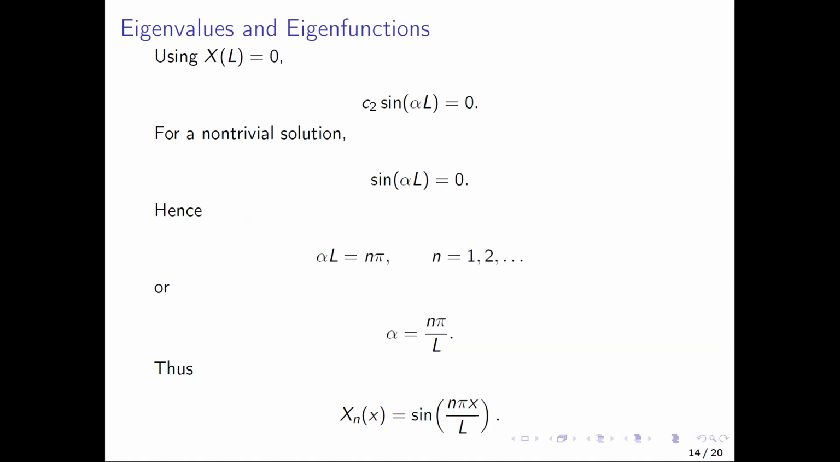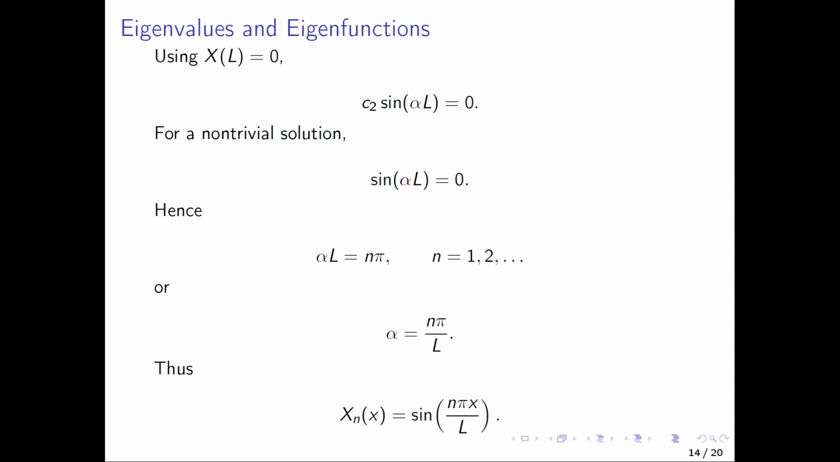Then this condition can be solved by: if sine of something is 0, then the argument will be n times pi. Of course, n can take the values 1, 2, and so on. So if you try to find alpha, where lambda is equal to minus alpha square, we are trying to get lambda. So your alpha is n pi over L.